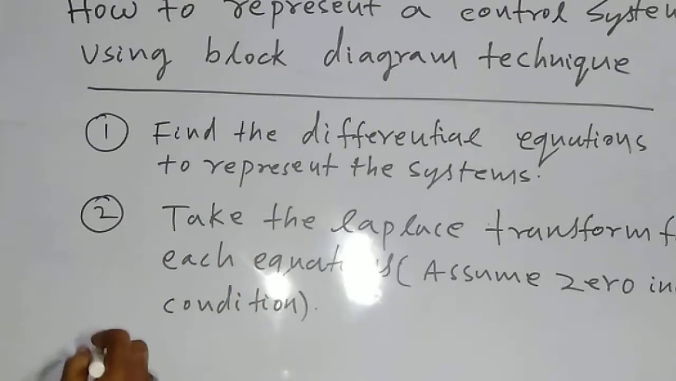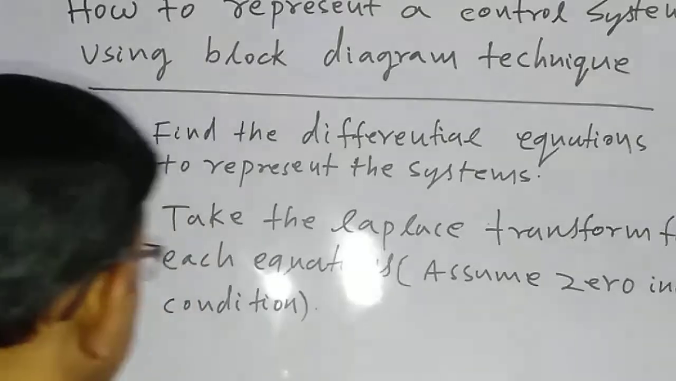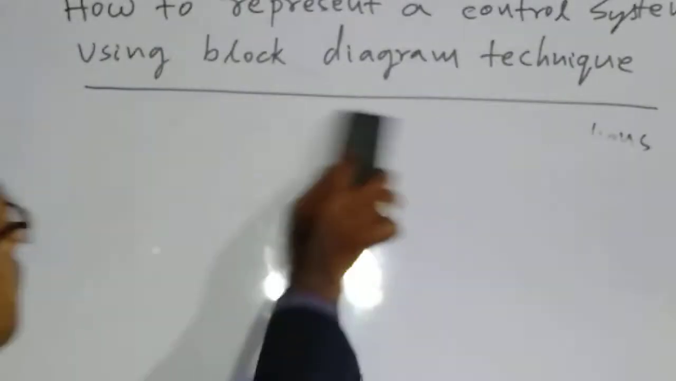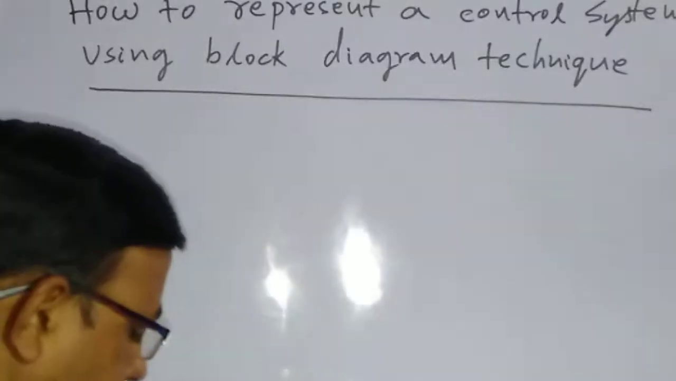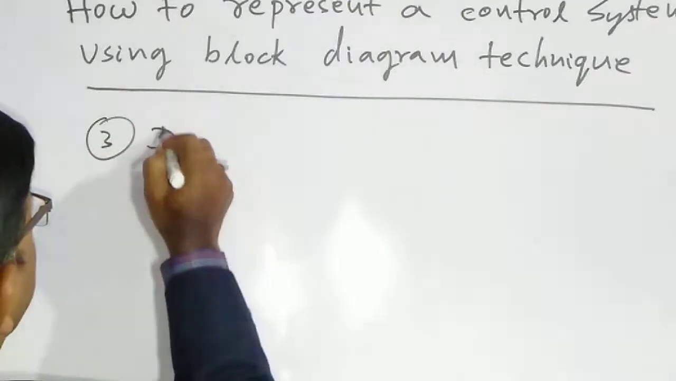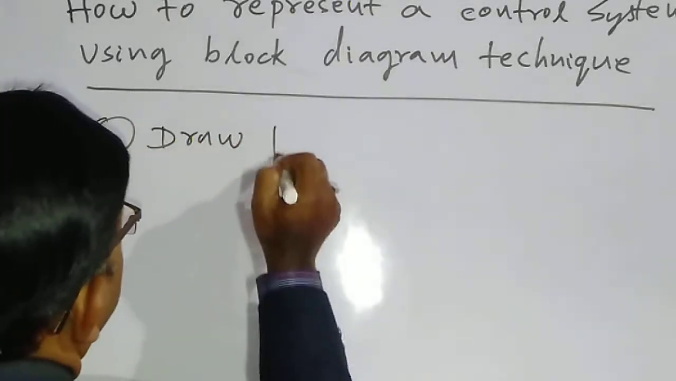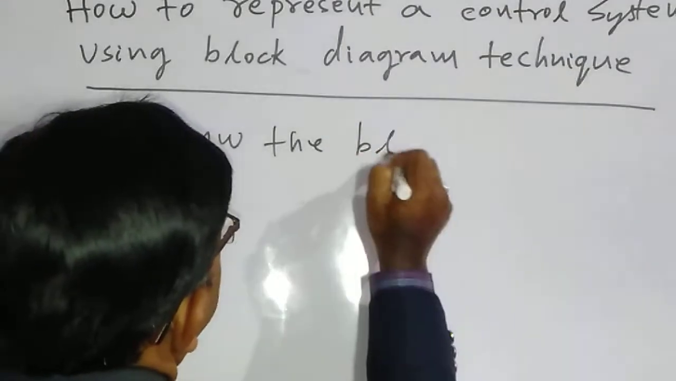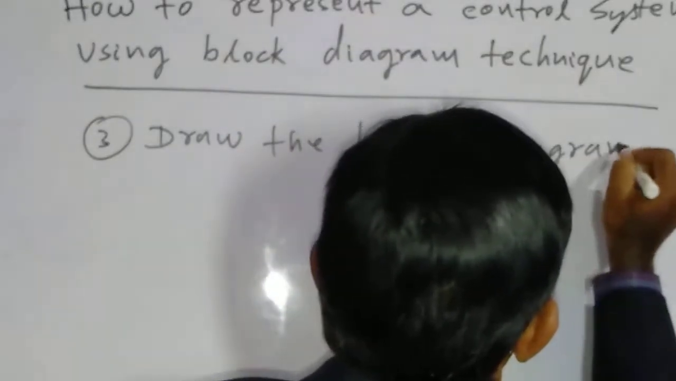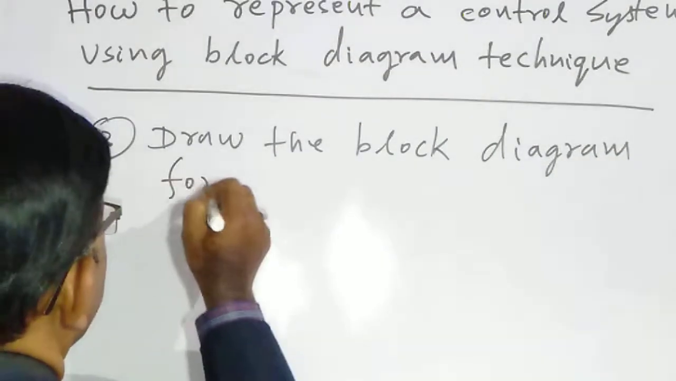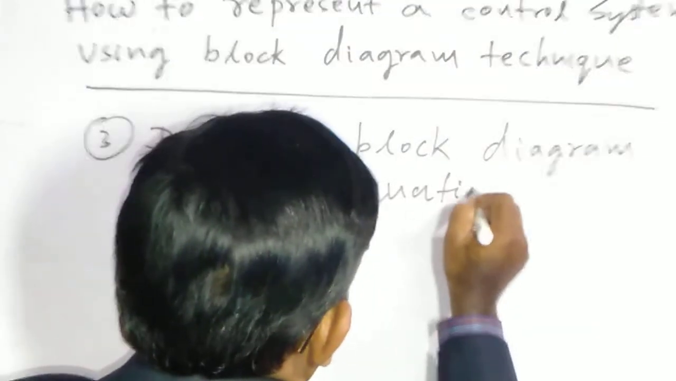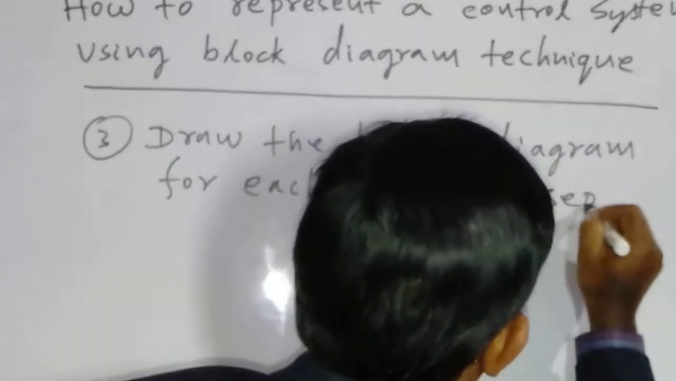Then the third step is draw the block diagram for each equation separately.